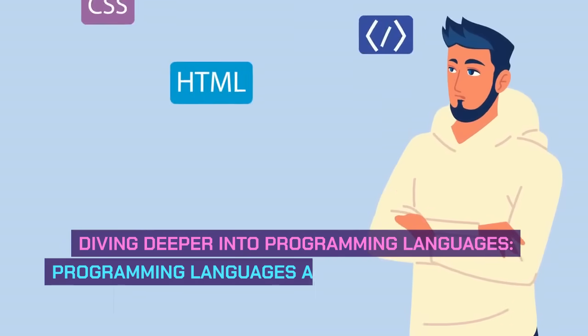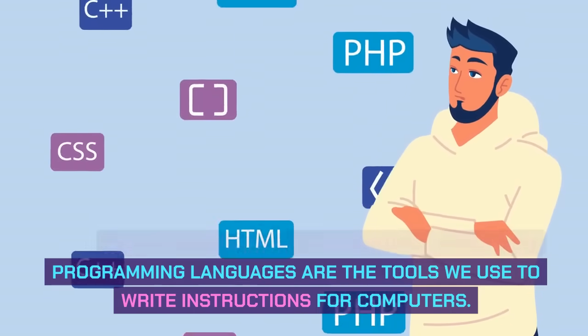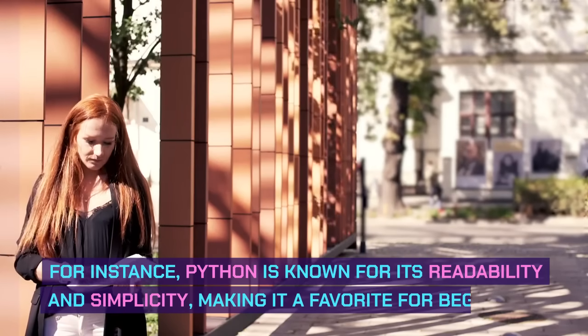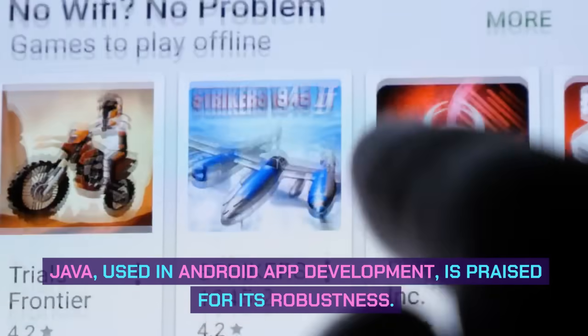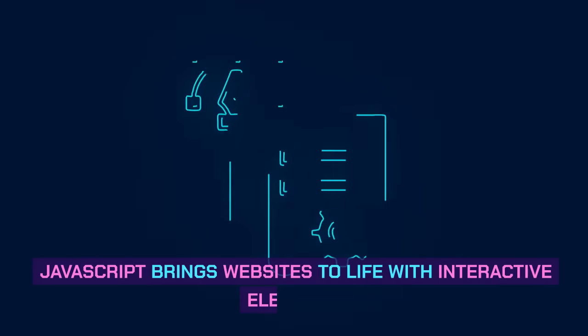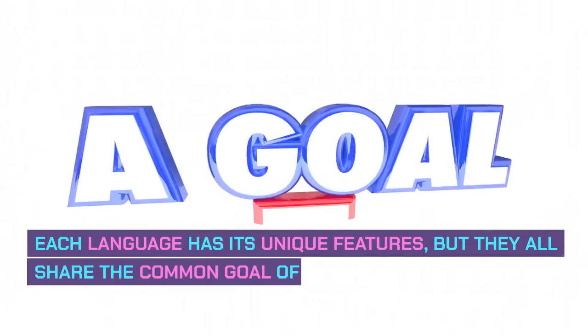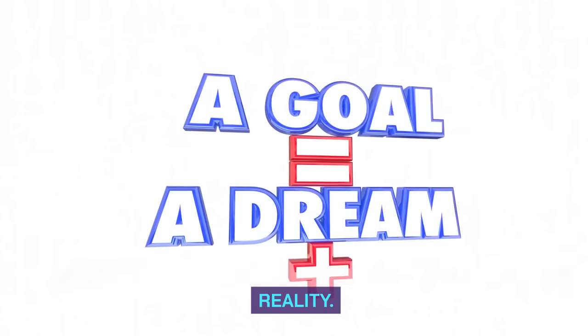Diving deeper into programming languages. Programming languages are the tools we use to write instructions for computers. They vary in complexity and purpose. For instance, Python is known for its readability and simplicity, making it a favorite for beginners. Java, used in Android app development, is praised for its robustness. JavaScript brings websites to life with interactive elements. Each language has its unique features, but they all share the common goal of turning ideas into digital reality.